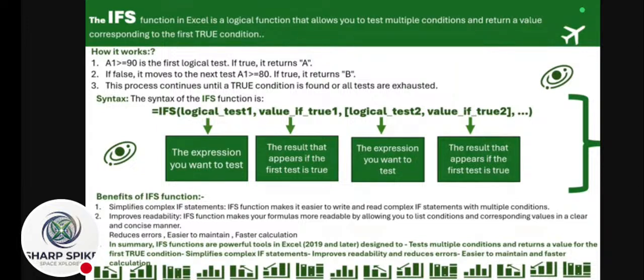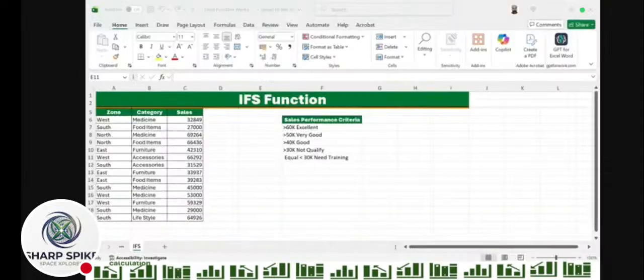Now let's learn how this function works practically. Here we have some data zone wise, category wise, sales. Here is the question, sales performance criteria wise. Greater than 60k, criteria is excellent. Greater than 50k, very good. Greater than 40k, good. Greater than 30k, not qualified. Equal and less than 30k, need training.